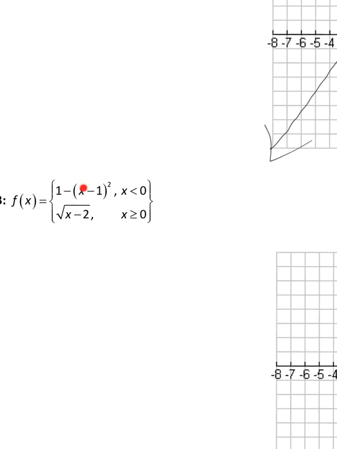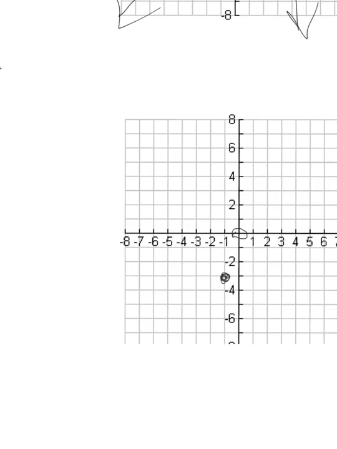Plugging in -2 in for x here, -2 minus 1 is -3. -3 squared is 9. 1 minus 9 is -8. So I'm going to come down to (-2, -8). And we see, hopefully, that this is the bottom part of a parabola.